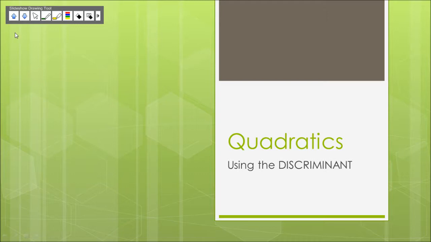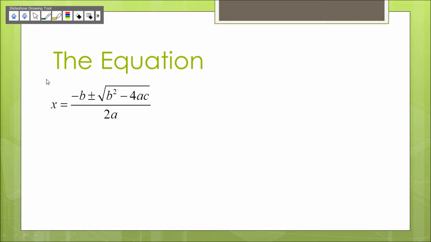Today we're going to be talking about the discriminant, where it's come from, and how it is beneficial to us in solving quadratic equations. So here is the quadratic formula, and we've discussed at previous lessons how to use it, and obviously why it helps us solve our quadratic equations.